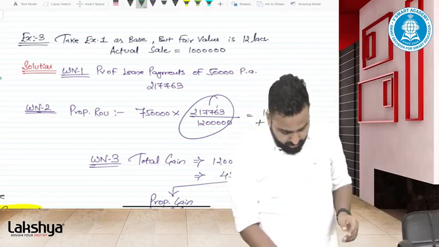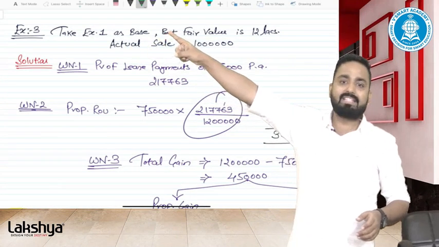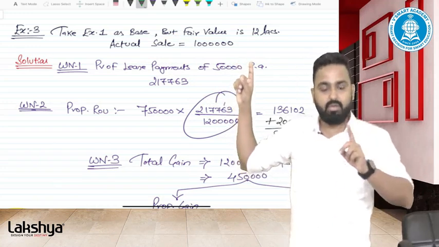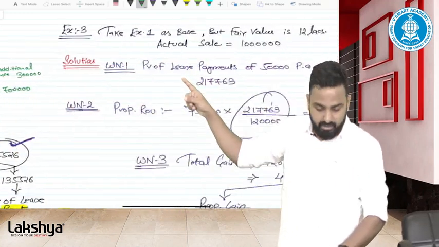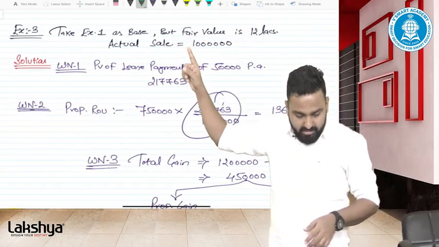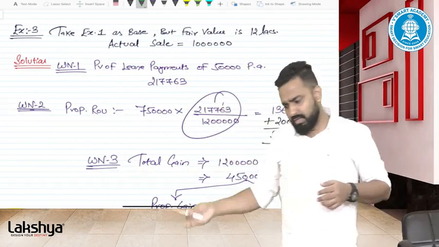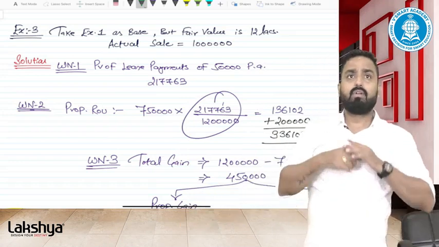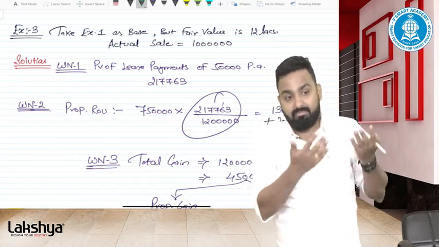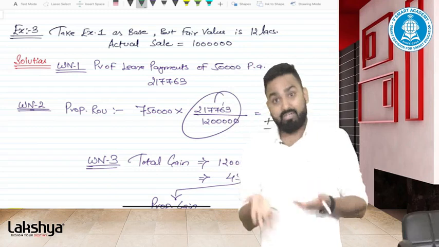Guys, understood or not? We took example number 1 the same. In example number 1, the original annual lease payment was 50,000, not 1 lakh. 1 lakh was example number 2. So we took example number 1 the same, but here the fair value is 12 lakh and the sale value is 10 lakh. Same, one by one. I just need 10 lakh of funds, but I sold my asset whose actual fair value is 12 lakh.